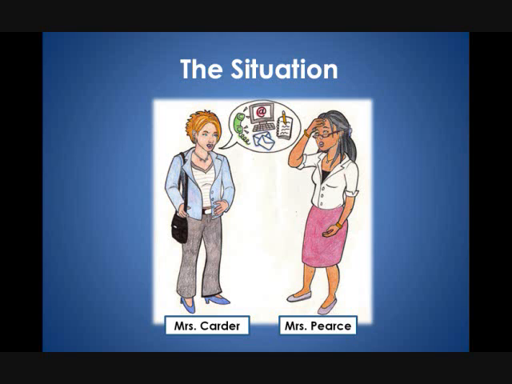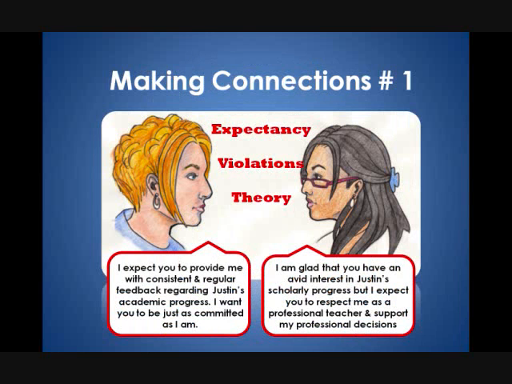Next, let's take a look at some of the communication theories that relate to this situation. The first communication theory is expectancy violations theory. Essentially, this theory states that individuals have different expectations and perceptions of one another, and that any deviations from these expectations, whether it is a positive or a negative response, is referred to as a violation.